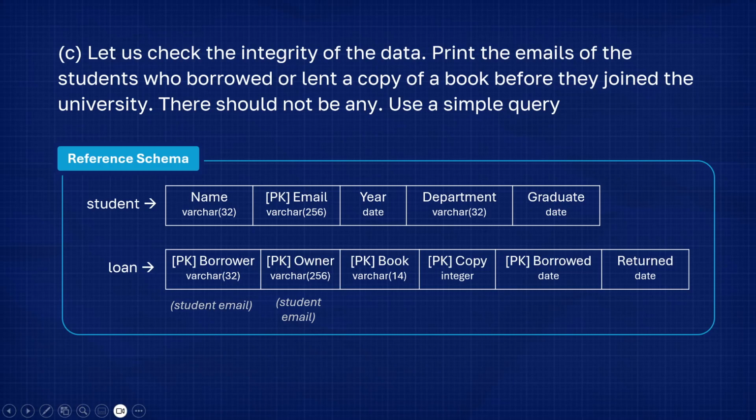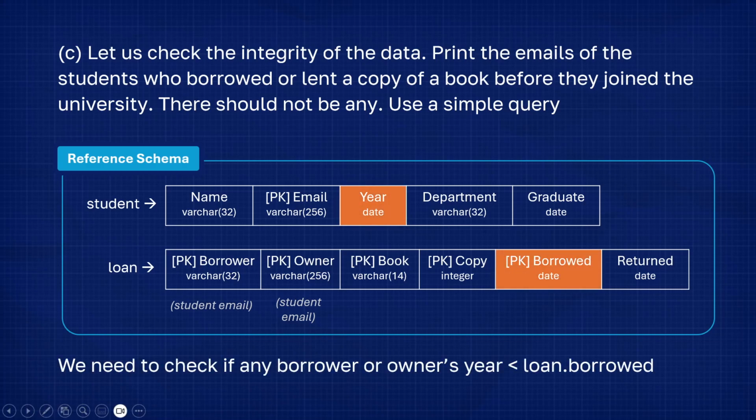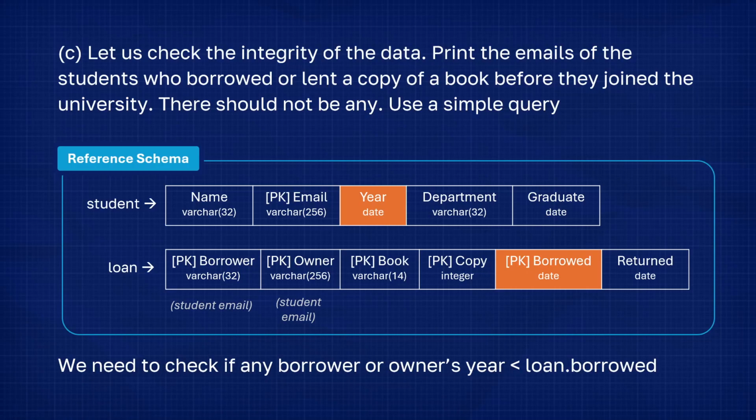But then notice that the loan itself doesn't contain the student's year of entry. The student's year of entry is contained here. So I want to compare these two fields together. I want to compare these two columns. One is the year, one is the borrowed. But these two columns come from different tables. So I want to have some way of combining this.